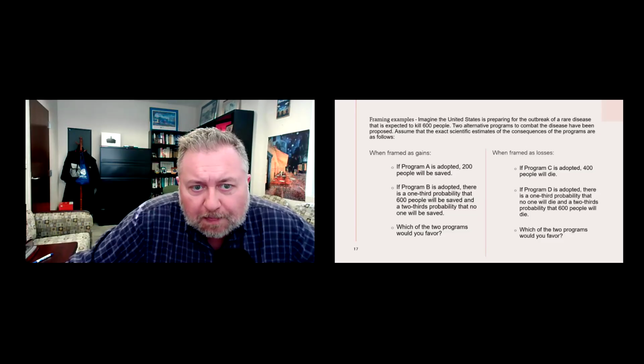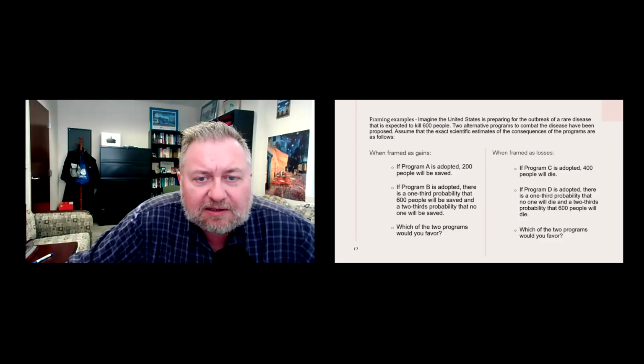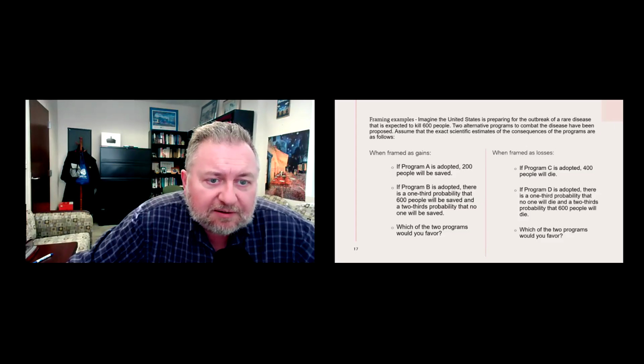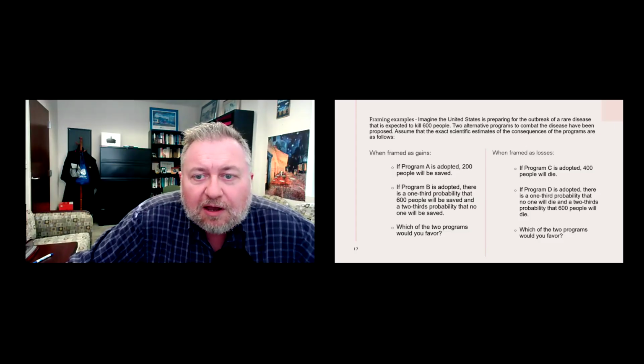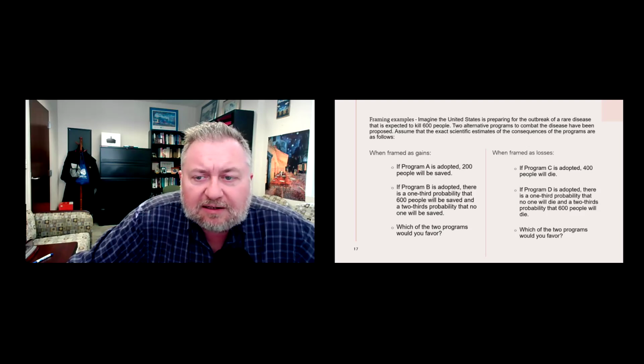So this research was done before COVID, so kind of interesting. So we're presented with this imaginary scenario. Imagine the United States is preparing for the outbreak of a rare disease that is expected to kill 600 people, if only, right? So we have two alternative programs to combat the disease that have been proposed. Assume that the exact scientific estimates of the consequences of the program are as follows.